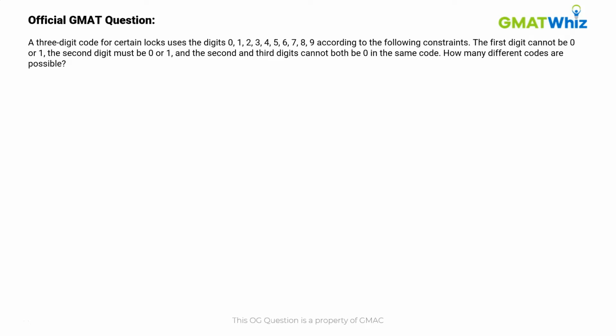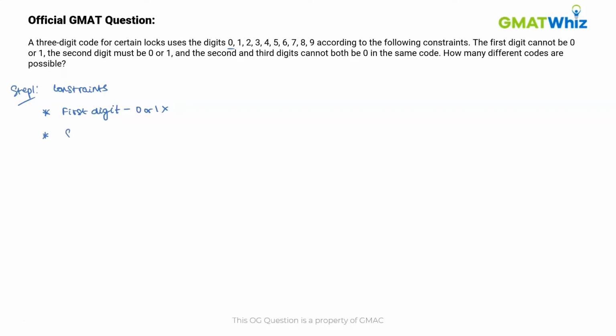In this question, we are given that there is a 3-digit code for a certain lock which uses the digits 1 to 9 according to the following constraints. So let's write down the constraints first. Now the first constraint is that the first digit cannot be 0 or 1. So 0 and 1 are not permissible to be the first digit.